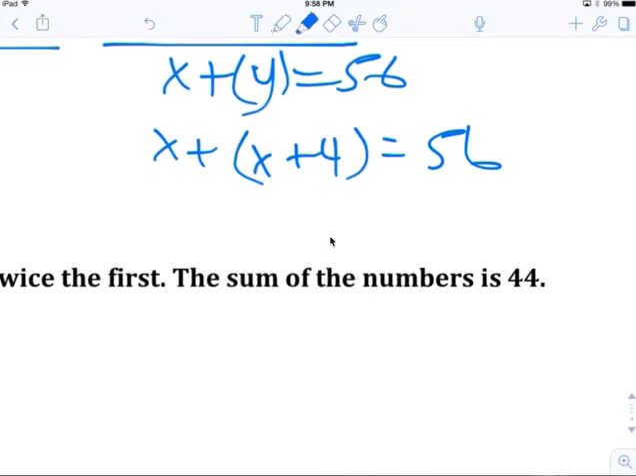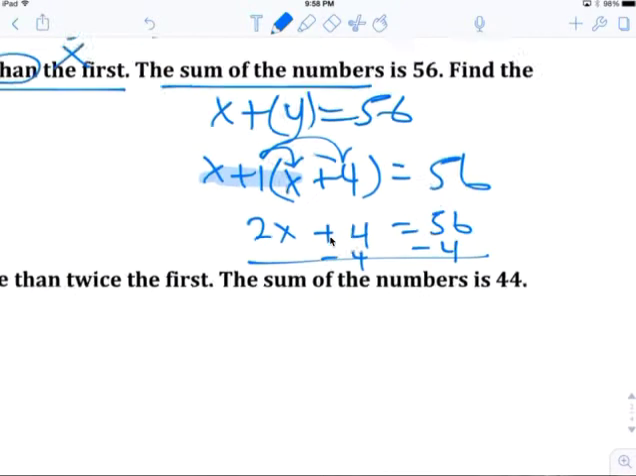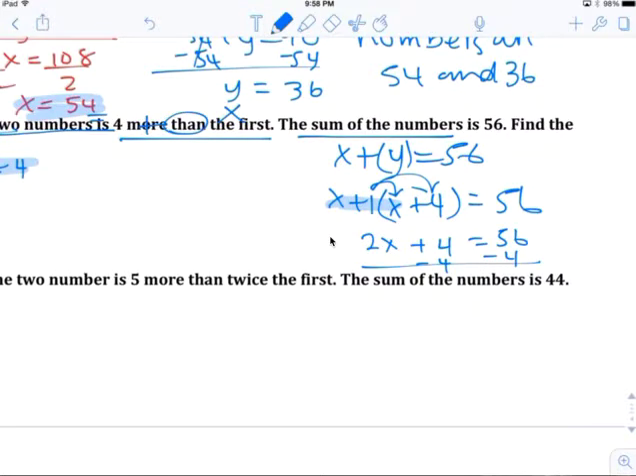Okay, you combine these two, they're alike. If you distribute 1, nothing happens, it stays the same, so we just do that. So we get 2x plus 4 equals 56. Subtract 4, you get 52. 2x equals 52. Divide by 2, you get 26.